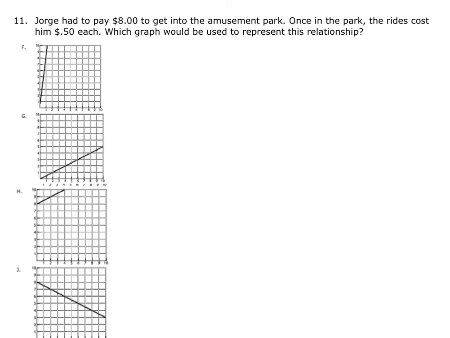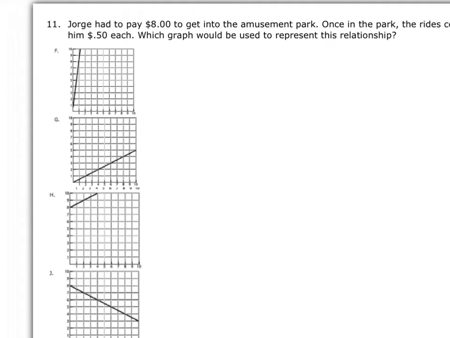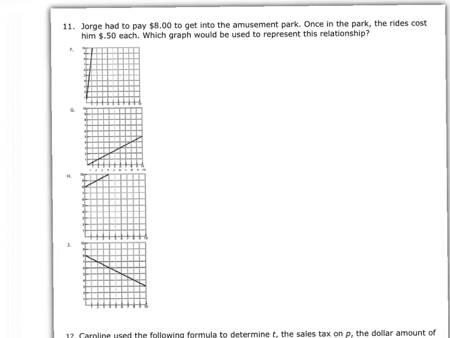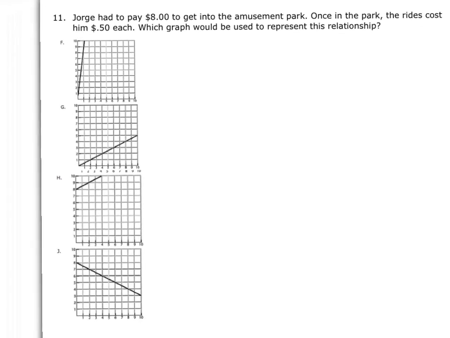Okay, this says Jorge had to pay $8 to get into the amusement park, so that's a one-time payment that he did. And then once in the park, the rides cost him 50 cents each. So that would be paid per ride, right? So which graph would be used to represent this relationship? So I would actually write my equation out. So it's $8 to get in, and then 50 cents each ride. So you do 50 cents times each ride, so if X is how many rides, and then it cost him $8 just to get in.